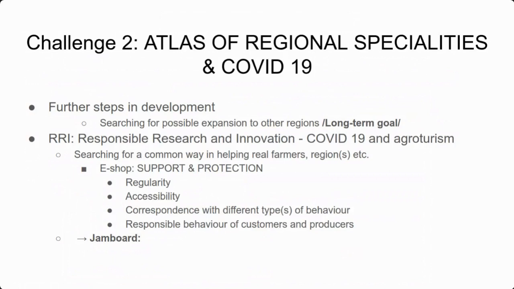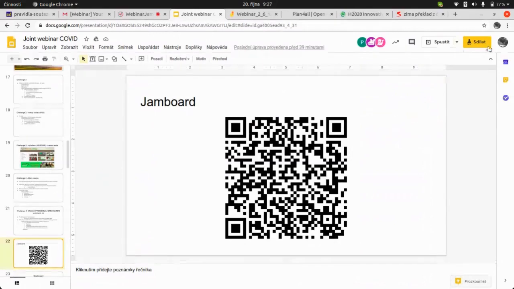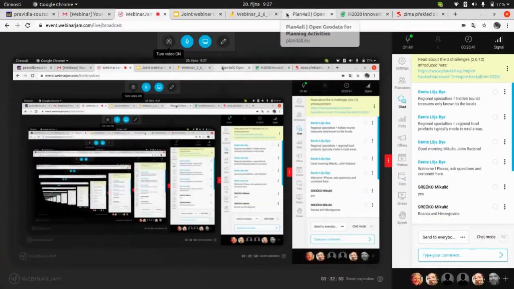Maybe I will end up with the Jamboard session. If I can ask you, just simply scan this QR code, and you get easily to the Jamboard session. There is an option, when you open it as a second window, to constantly, until the end of this webinar, write there any notes or any ideas how to help us with improvement of this platform and with the Atlas itself. So I will just switch the window now. Just a second, please.